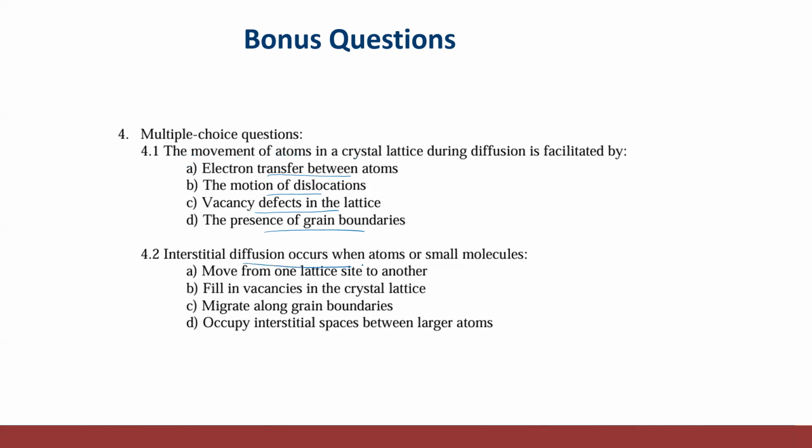Interstitial diffusion occurs when the atoms or small molecules move from one lattice site to another, fill in vacancies in the crystal lattice, migrate along grain boundaries, or occupy interstitial spaces between large atoms. Boys, we are finishing in 2 minutes, okay? So find the answer with justification.